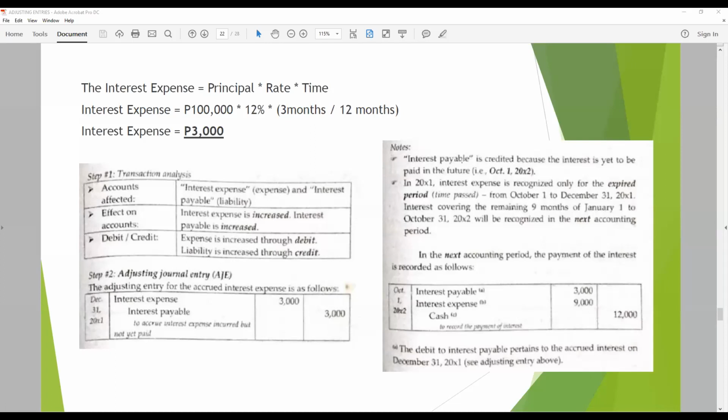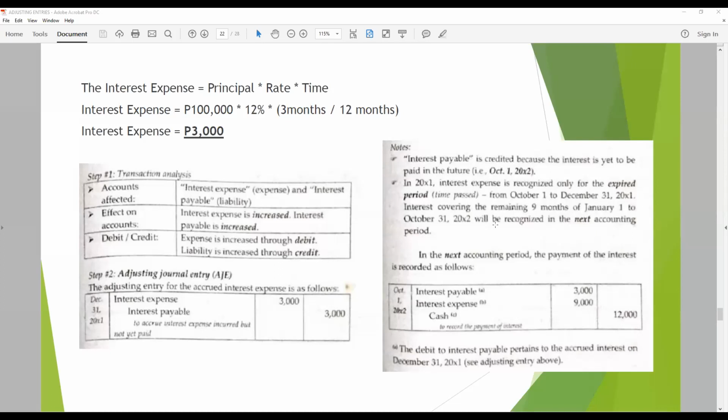Yan. So, interest payable is credited because the interest is yet to be paid in the future. In 2021, interest expense is recognized only for the expired period of time or the time passed from October 1 to December 31, which is 3 months. Interest covering the remaining 9 months of January to October 31 will be recognized in the next accounting period.